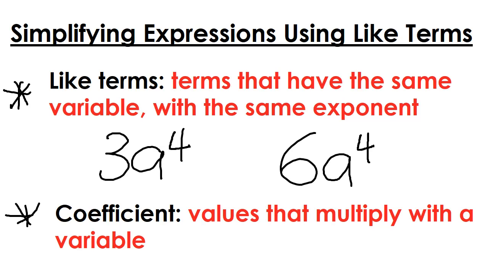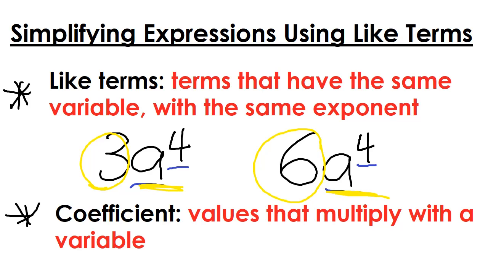So 3a with an exponent of 4 and 6a with an exponent of 4 are both like terms. We know that because our variable is a and our exponent is 4. And here our variable is also a and our exponent is 4. Even though 3 and 6 are different, they're still like terms because their variables are the same.